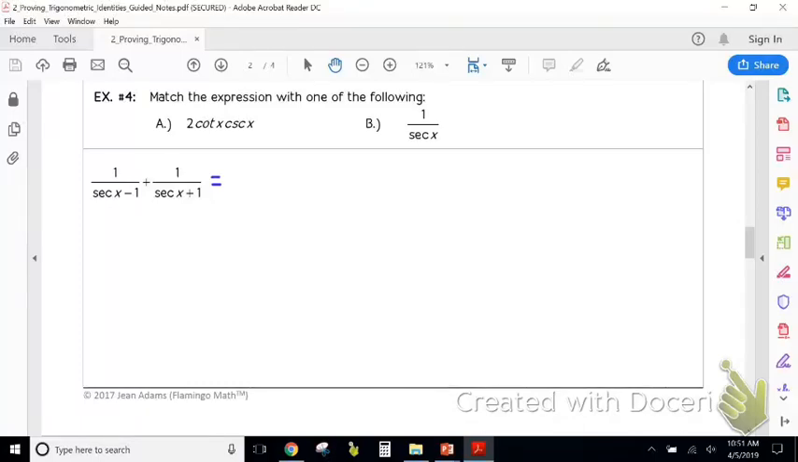Did I just add across? So yeah, we can add our fractions, right? But in order to add fractions, what do we have to do? Common denominator. Oh, man, I didn't see that.